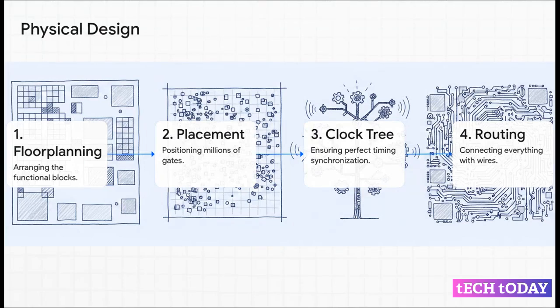This is where that logical netlist becomes a physical layout, in a process often just called place and route. It starts with floor planning, which is like zoning the city, deciding where the big neighborhoods go. Then comes placement, where every single one of those millions of gates gets assigned an exact coordinate. After that, a perfectly balanced clock signal is distributed to synchronize the whole chip. And finally, routing connects everything together with an incredibly complex web of tiny metal wires.